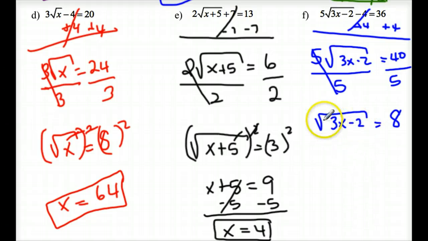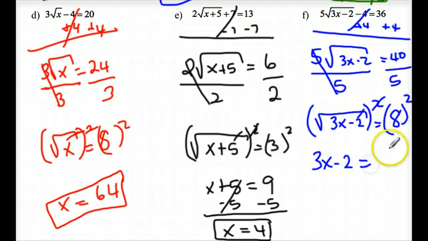Now that you got the square root by itself, all I'm going to do is square both sides, just like we did in those examples. Square root and the square cancel off. 3x minus 2. 8 squared is 64. If you're not sure, check on the calculator. Add 2 on both sides.